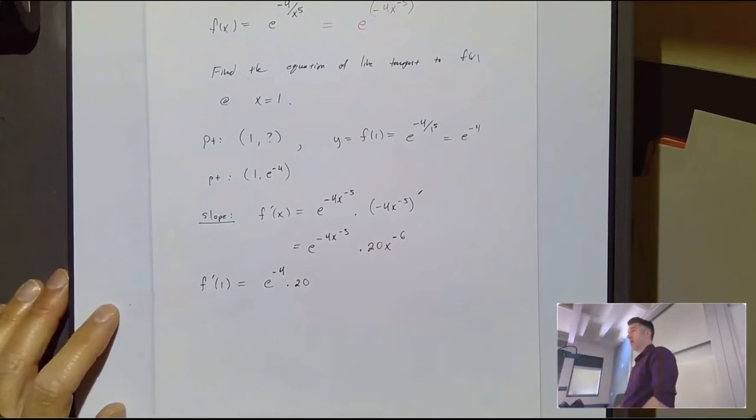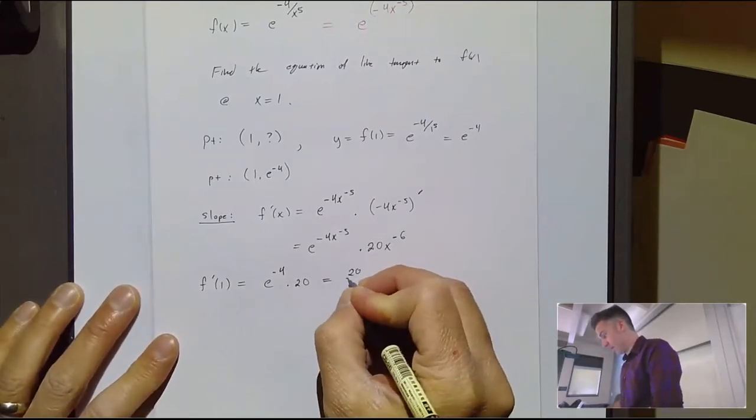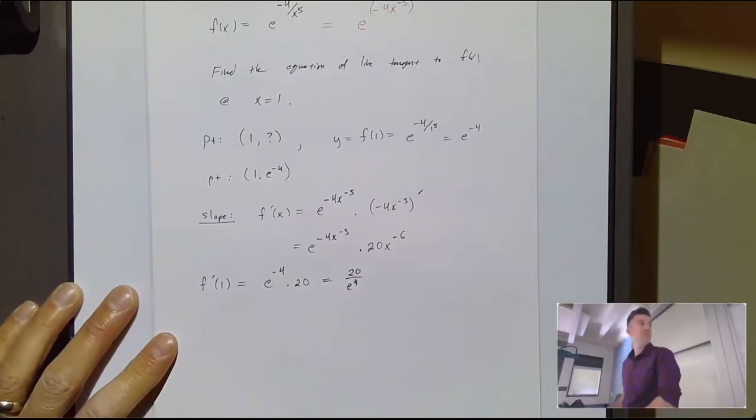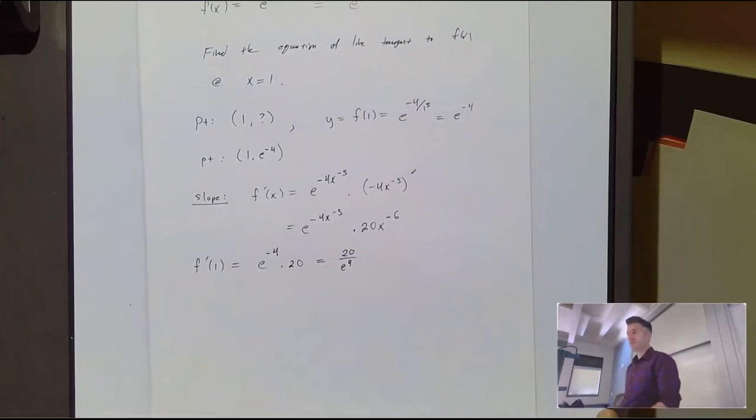Because 1 to any power is 1, and 1 times anything else is whatever else you had. And then I would probably rewrite this as 20 divided by e to the positive 4th, mostly out of preference, not for any good reason. All right, now I have all the pieces.